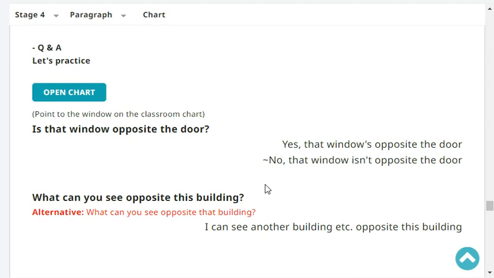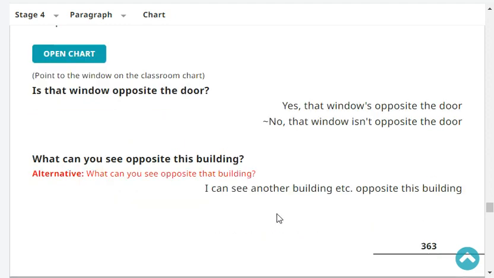What can you see outside your building? I can see another building outside my building.